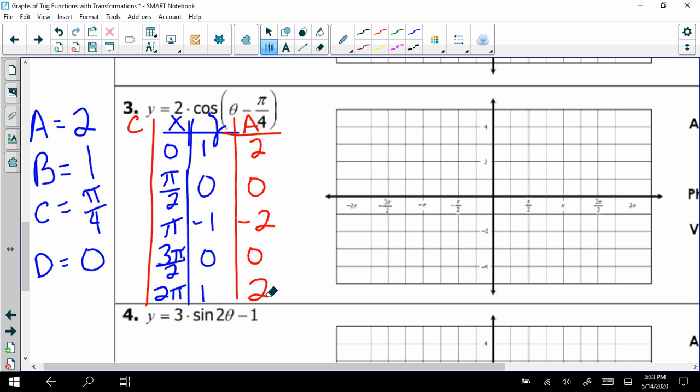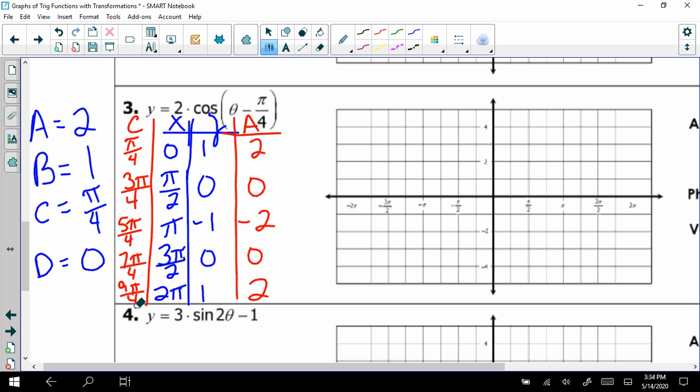For C, you're going to add. So 0 plus pi over 4 is pi over 4. Pi over 2 plus pi over 4 is going to be 3 pi over 4. You're going to get good at working with fractions, or you're always going to have a calculator in your hand. Pi plus pi over 4 is 5 pi over 4. 3 pi over 2 plus pi over 4 is going to be 7 pi over 4. I'm just finding common denominators. 2 pi plus pi over 4 is going to be 9 pi over 4.